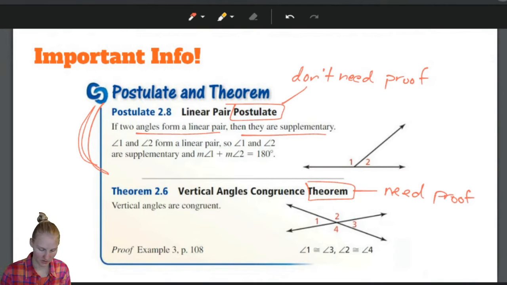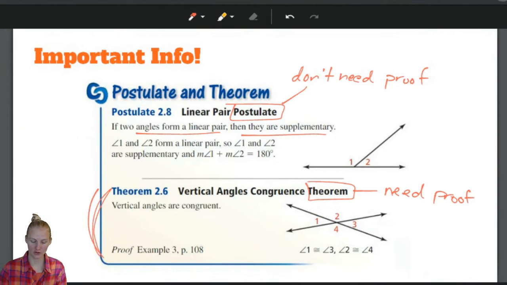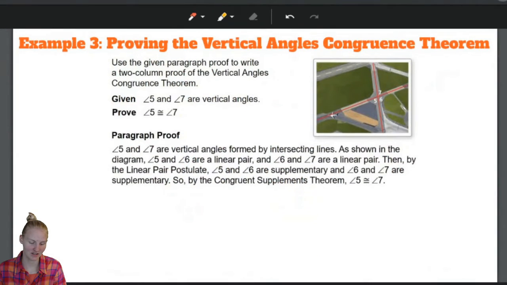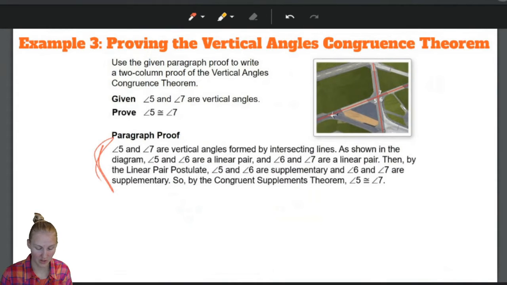Okay. Next, we will talk about the vertical angles congruence theorem. Here we said vertical angles are congruent. And we talked about this back when we introduced vertical angles with our special angle pairs. We said that vertical angles are congruent, that angle 2 is congruent to angle 4, and angle 1 is congruent to angle 3. We said that, but actually this can be proven. This can be proven, and we're going to do that in the next slide. Here they have given us a paragraph proof of the vertical angles congruence theorem.